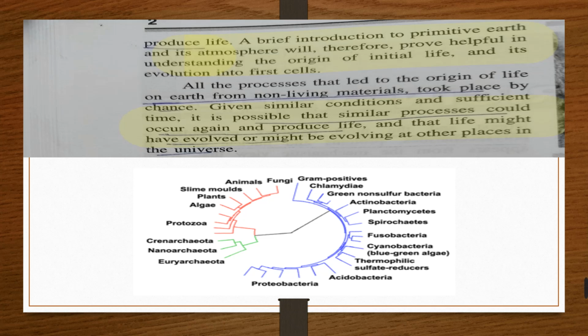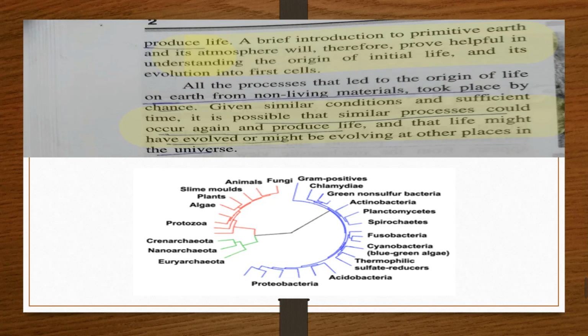Later you will come to know about the atmosphere of the Earth. In the initial stage, the atmosphere of Earth was reducing. There was no oxygen. Later on, it became oxidized. So when we have this brief introduction about the primitive Earth and its atmosphere, then we can become aware of the understanding of the origin of initial life and its evolution into the first cells.